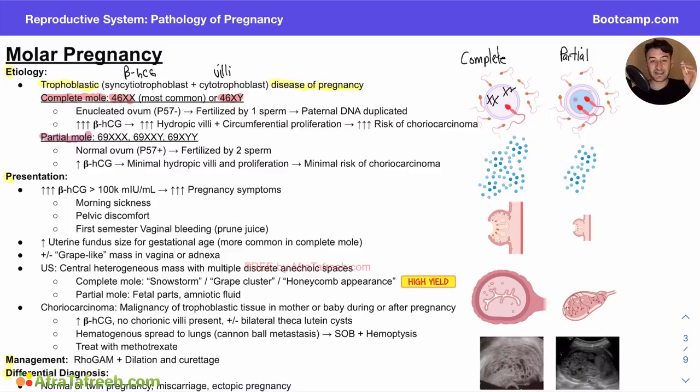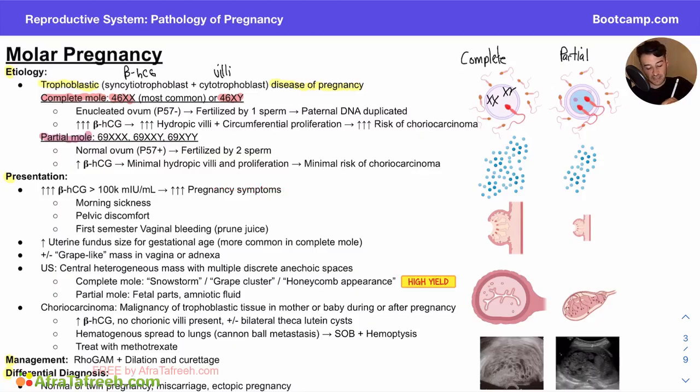But XY is exceedingly rare in complete moles, and really the only time this happens is when we get fertilization of an enucleated egg by two sperm. But this is very, very rare. In most cases of complete mole, it's going to almost always be XX. We're never going to see a YY. That's just incompatible with molar pregnancy. We won't see it.